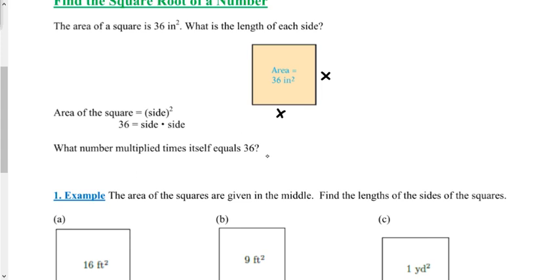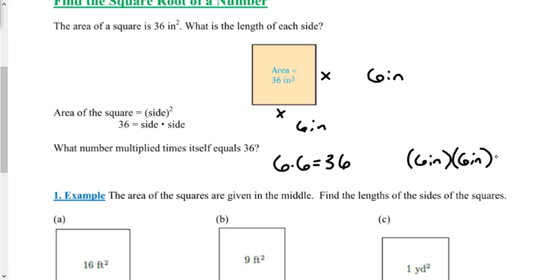What number multiplied by itself equals 36? Well, 6 does. 6 times 6 equals 36. Therefore, the side length of our square is 6 inches. So it's 6 inches by 6 inches, and then of course when you multiply 6 inches times 6 inches to check, that's when you get 36, and then inches times inches is what gets us the square inches. Okay, so the side length of this square is 6 inches.